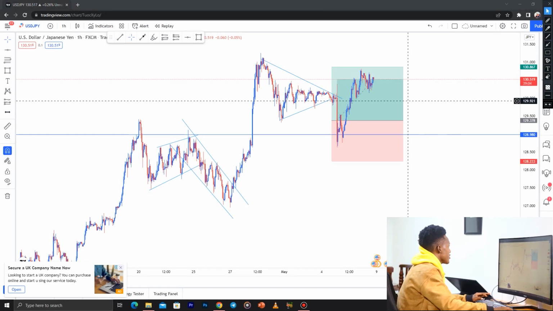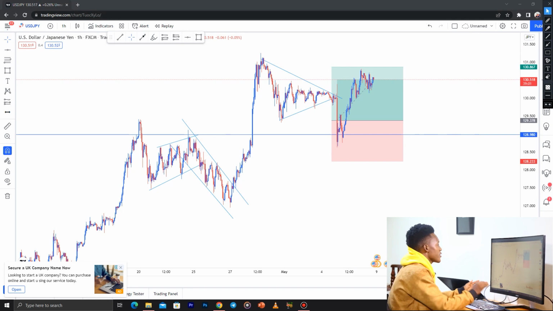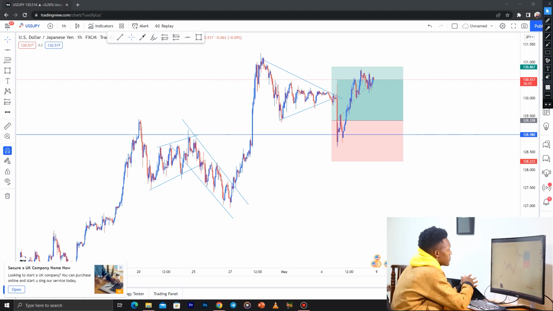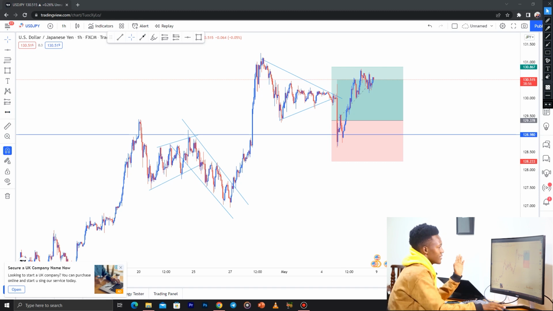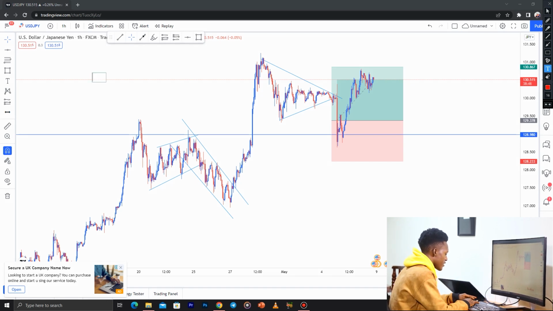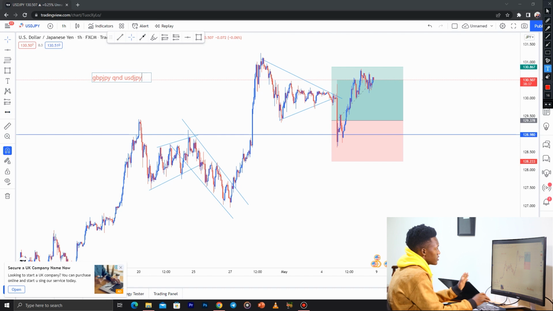Now this is USD JPY. As you guys know, I often trade USD JPY and GBP JPY, because those pairs have the same moves. Like I told you guys, if we are looking at GBP JPY and then USD JPY, the moves are basically the same. If it's an uptrend, we are looking at an uptrend for both.